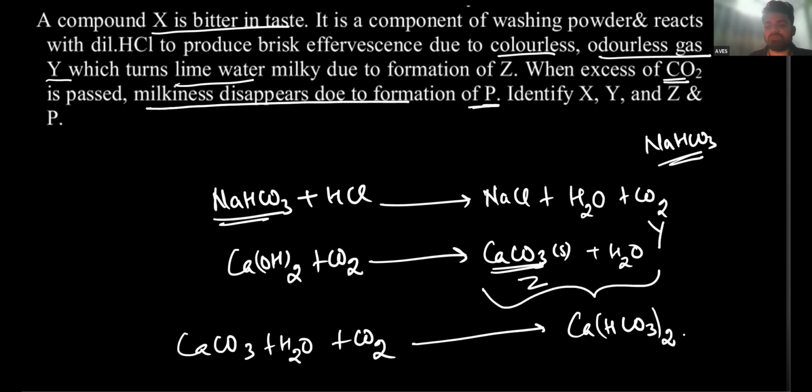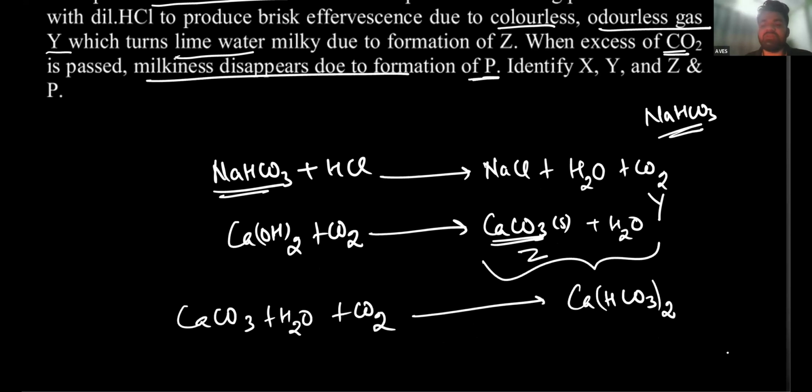Both twice. This is 2 hydrogen here, and 1 carbon and 1 carbon here, so this is 2 carbon. 6 oxygen, and 1 calcium, 1 calcium. That is balanced. So this is how the milkiness disappears.